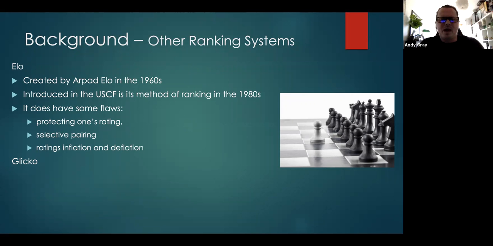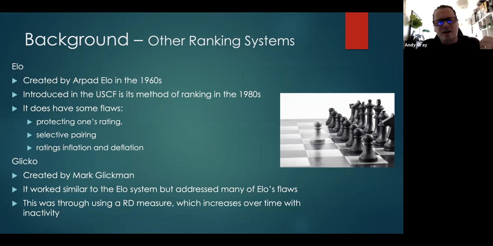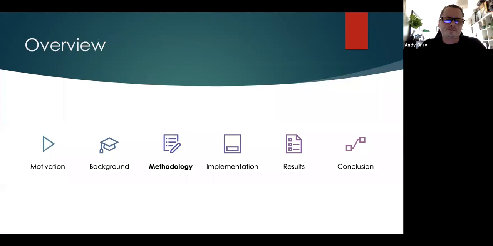So Glicko was created by Mark Glickman, and it's very similar to the Elo system, but the reason why he produced it was to address the flaws within the Elo system. And how he went about this was to create an RD measure, which increases over time with inactivity.